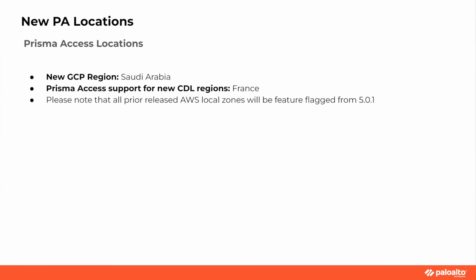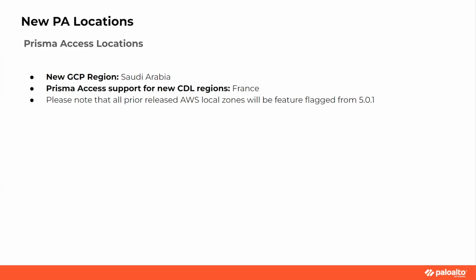Now, from a new Prisma Access location standpoint, we're introducing Saudi Arabia. This is a new GCP region, and we're also supporting a new CDL region. So this is primarily for a compliance and regulatory standpoint. Customers are required to send their logs to CDL in France, where Prisma Access is supporting those.